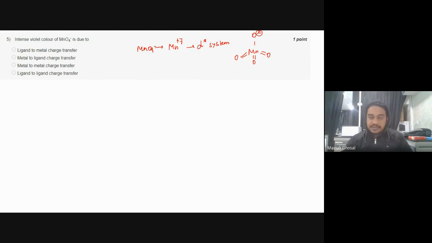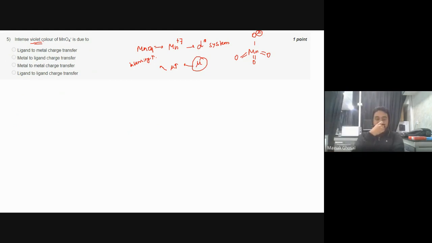Since it will increase, it will increase mu, that is the transition dipole moment. Because dipole moment is charge times distance. So if it is over a long distance, then this distance will increase, so your mu will increase. Mu increasing means there will be an intensity increase. Hence, there is the intense violet color that is observed for permanganate.